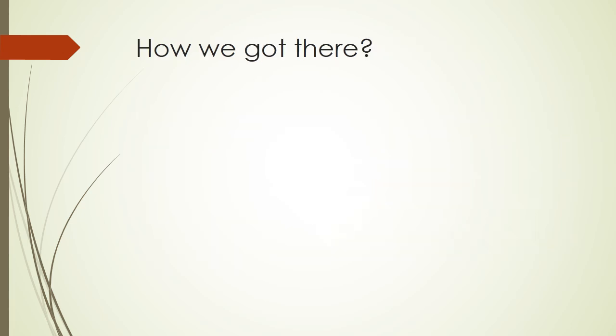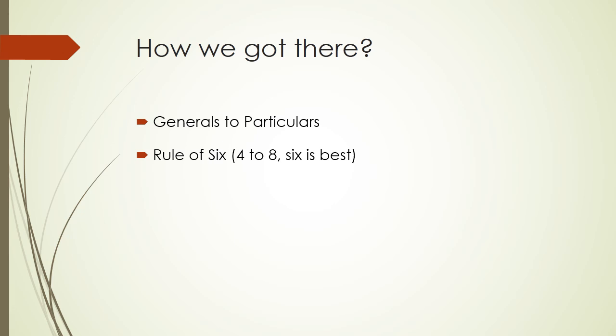Moving on, let's see how we got there. As I mentioned earlier, the secret to getting the same remedy in a reliable, replicable way as a great homeopath, Dr. Harvey Farrington, had done was to move from generals to particulars. The second thing that we followed was the rule of 6. That means no more than 8 and no less than 4 rubrics. 6 is best.